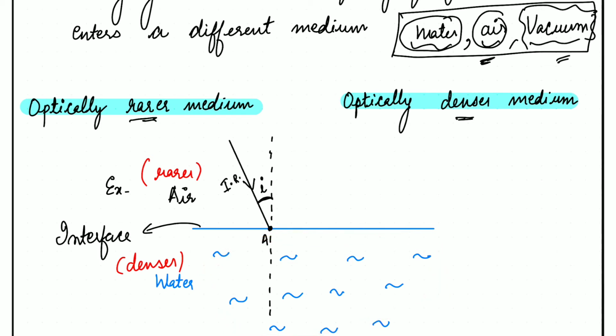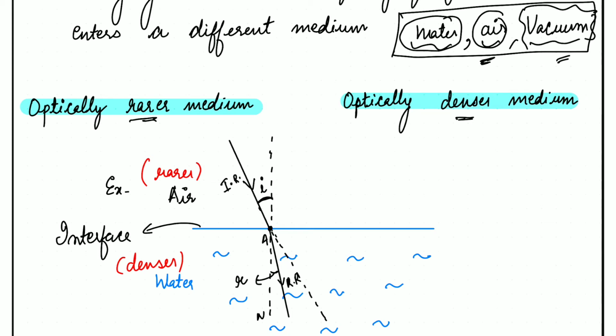Whenever light is traveling from rarer to denser medium, it is going to bend towards the normal, right? So in reality, if there was no medium change, it should have gone like this. But in reality, as the light is traveling from rarer to denser medium, it is going to bend towards the normal. So this is your refracted ray, and you call this angle of refraction, right? The angle between your normal and the refracted ray, you call the angle of refraction.